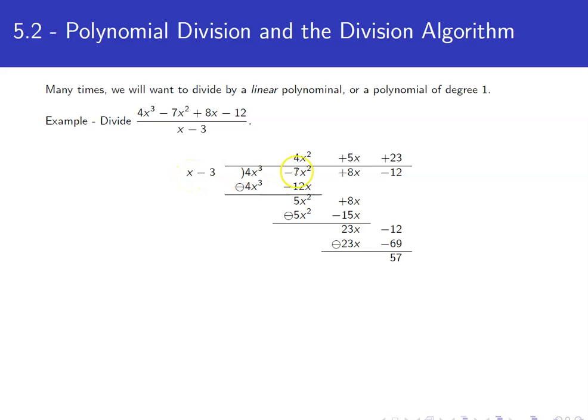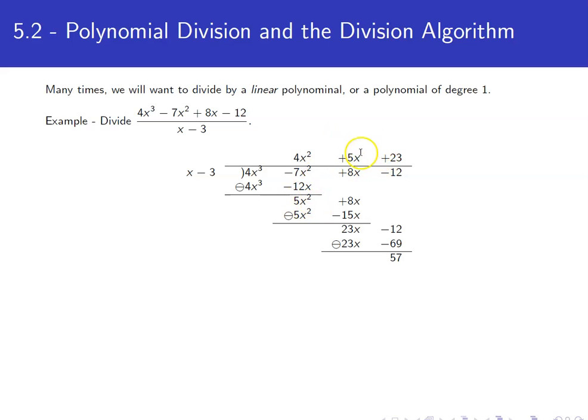I need to multiply x by 4x squared to get 4x cubed. Distribute the 4x squared through to get 4x cubed minus 12x squared. There should be a squared term here. It's a typo. Subtract down. We get positive 5x squared. Bring the 8x down.